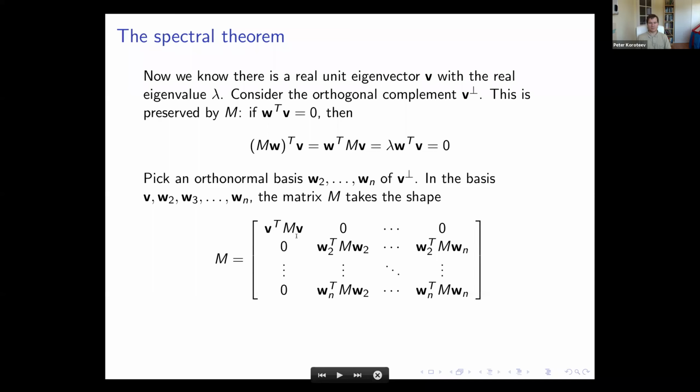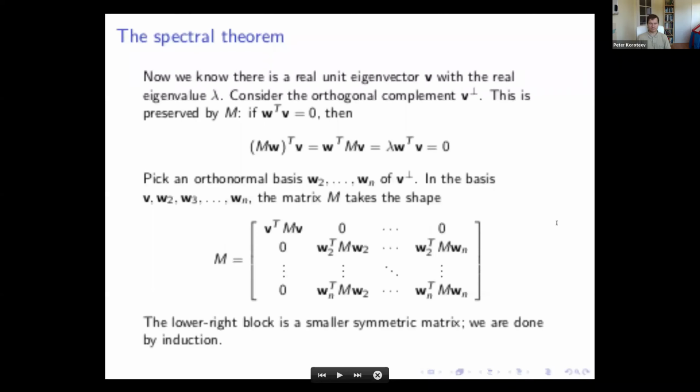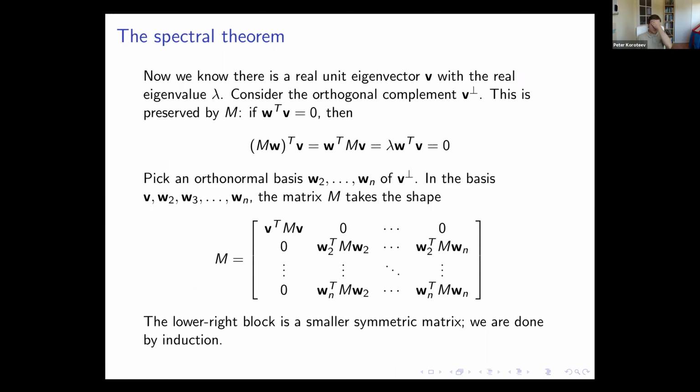So the first row and the first column have only one element in them, V transpose MV. And then the rest of the matrix is formed by the corresponding entries, right? So it's Wi transpose M Wj, where i and j run from 2 to n. So this lower right block is a smaller symmetric matrix, and we can continue and do the next step by induction.